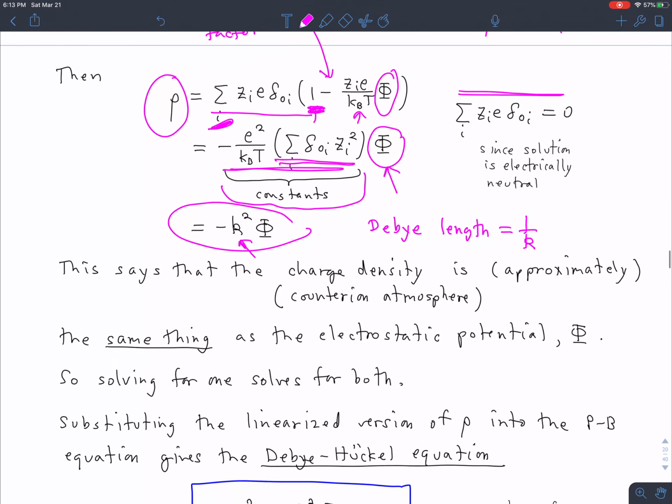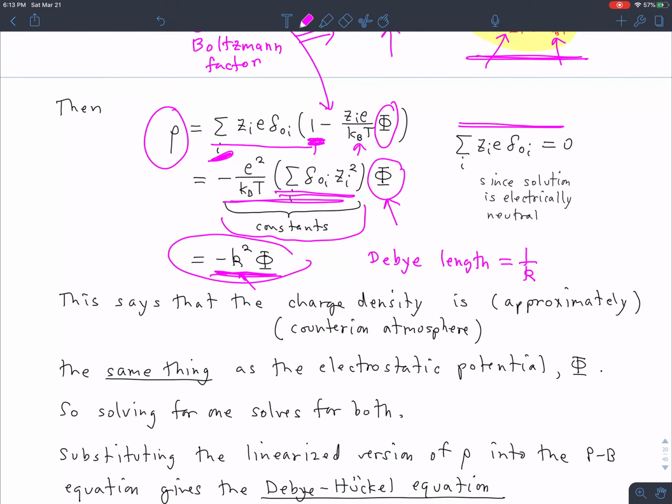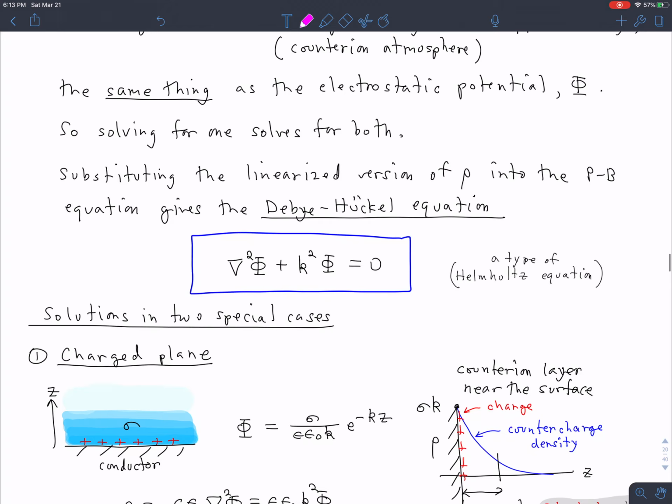All right, if I now take this and plug it into our original Poisson-Boltzmann equation, then I get the Debye-Huckel equation, which is the equation that we actually want to solve. Now it's a linear partial differential equation. Actually, it's something called the Helmholtz equation. In the generic sense, the Helmholtz equation shows up all over the place. This is one particular case where it shows up. And now it's much easier to solve.